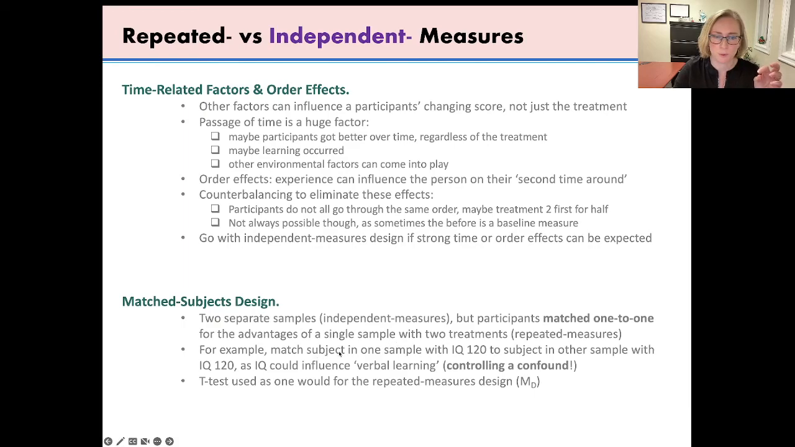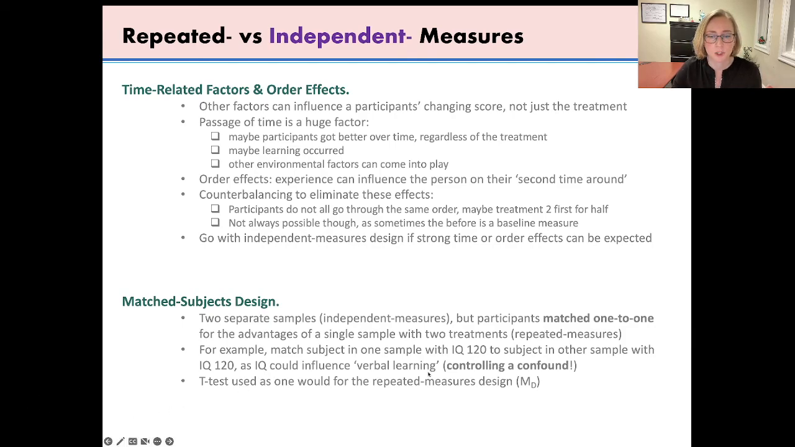So for example, if you are trying to look at verbal learning, you could match someone, group 1 has an IQ of 120, because we might think intelligence influences your verbal learning. So one person in one group with an IQ of 120 gets matched with a person in the second group who also has an IQ of 120, so that you can eliminate the confound of intelligence that might be a reason why some people might be better or worse in verbal learning. So then you could confidently say, okay, it was my treatment that happened and not differences in my people. So that's one way to do that.